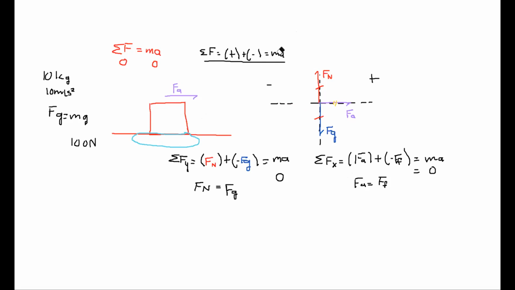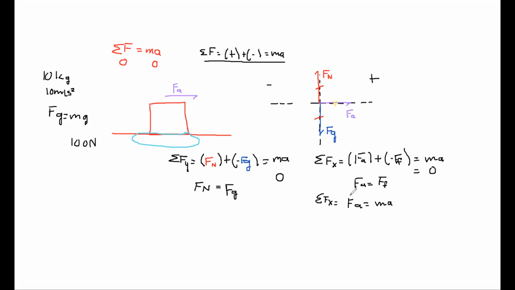And if that's the case, our sums of forces is going to change. I want you to watch how this changes our answer. In this case now, we have that the sum of forces in the x direction, we have no negative forces. So it's just the applied force, and this is equal to ma. So if that's the case, then the applied force is equal to ma.